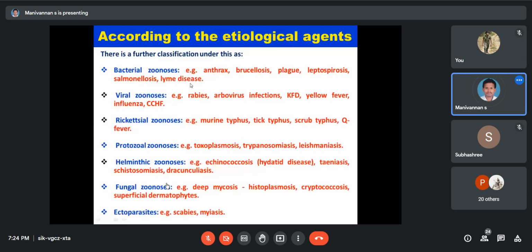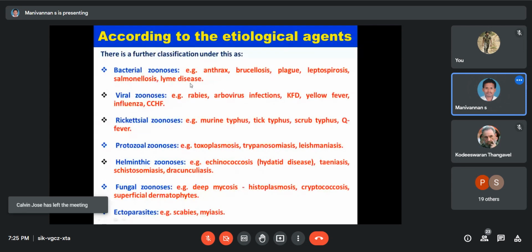Viral zoonosis means AIDS caused by HIV, avian flu, influenza. Coronavirus, SARS virus, yes SARS also. Influenza viruses affect the respiratory system. Viral diseases and avian influenza. These are the diseases.